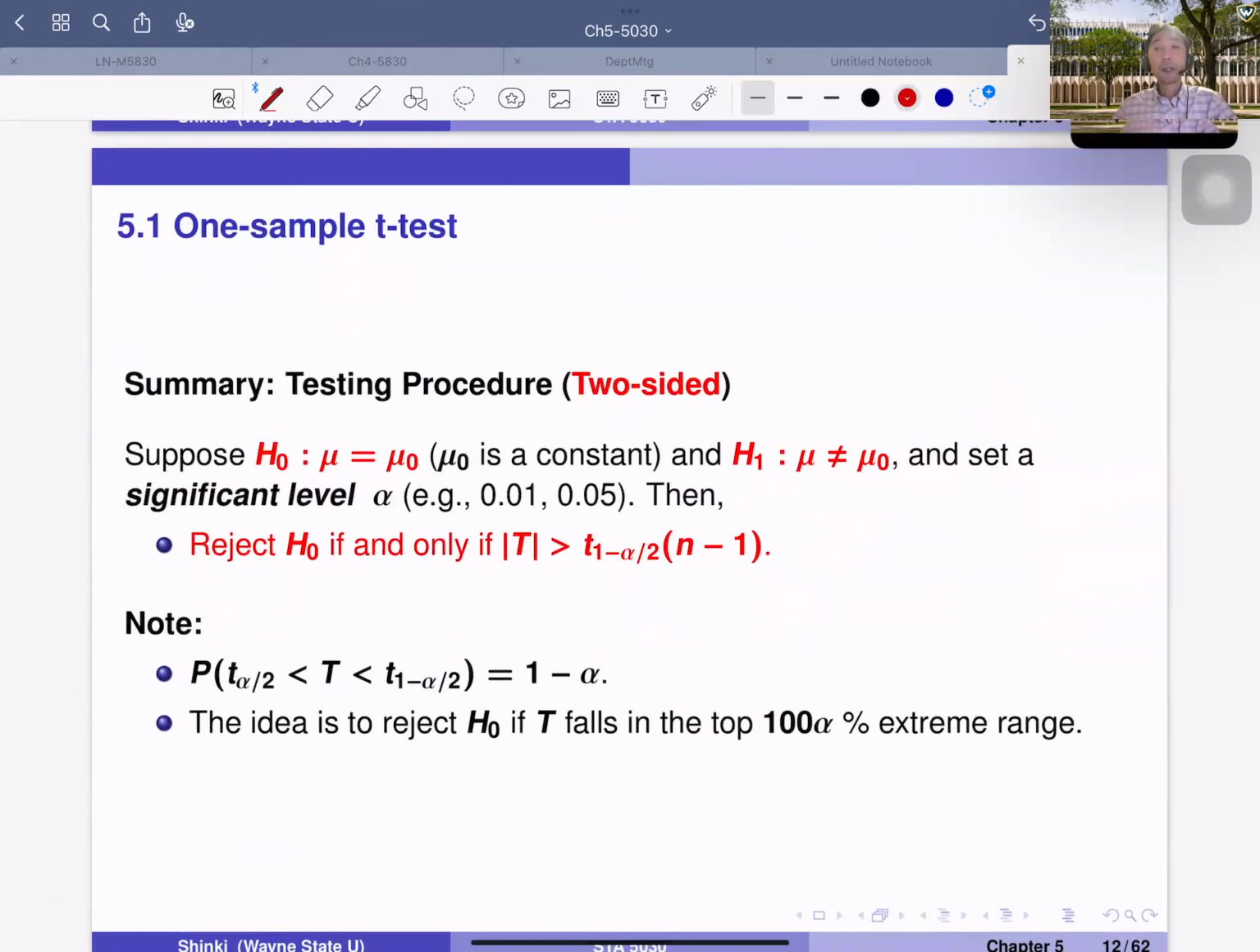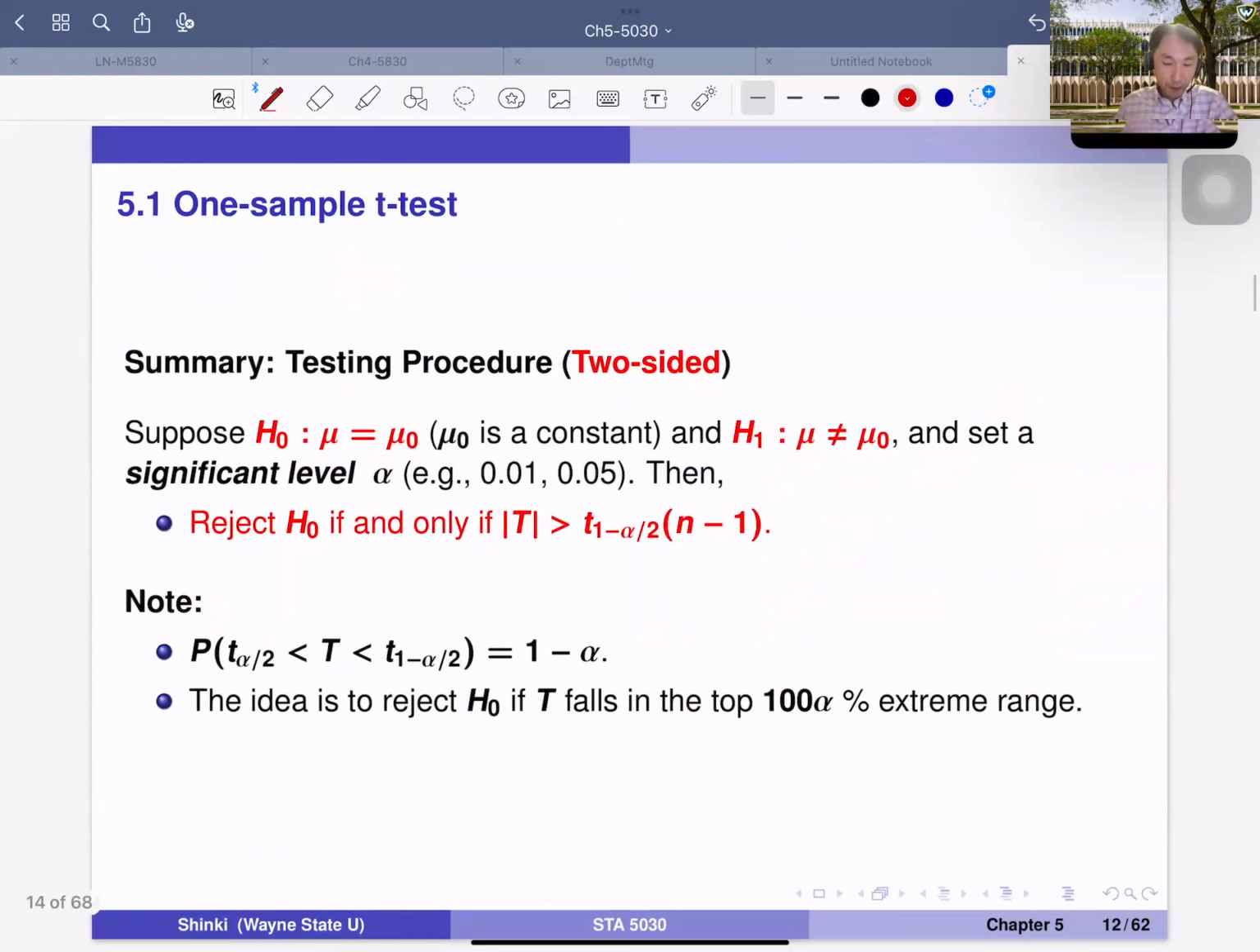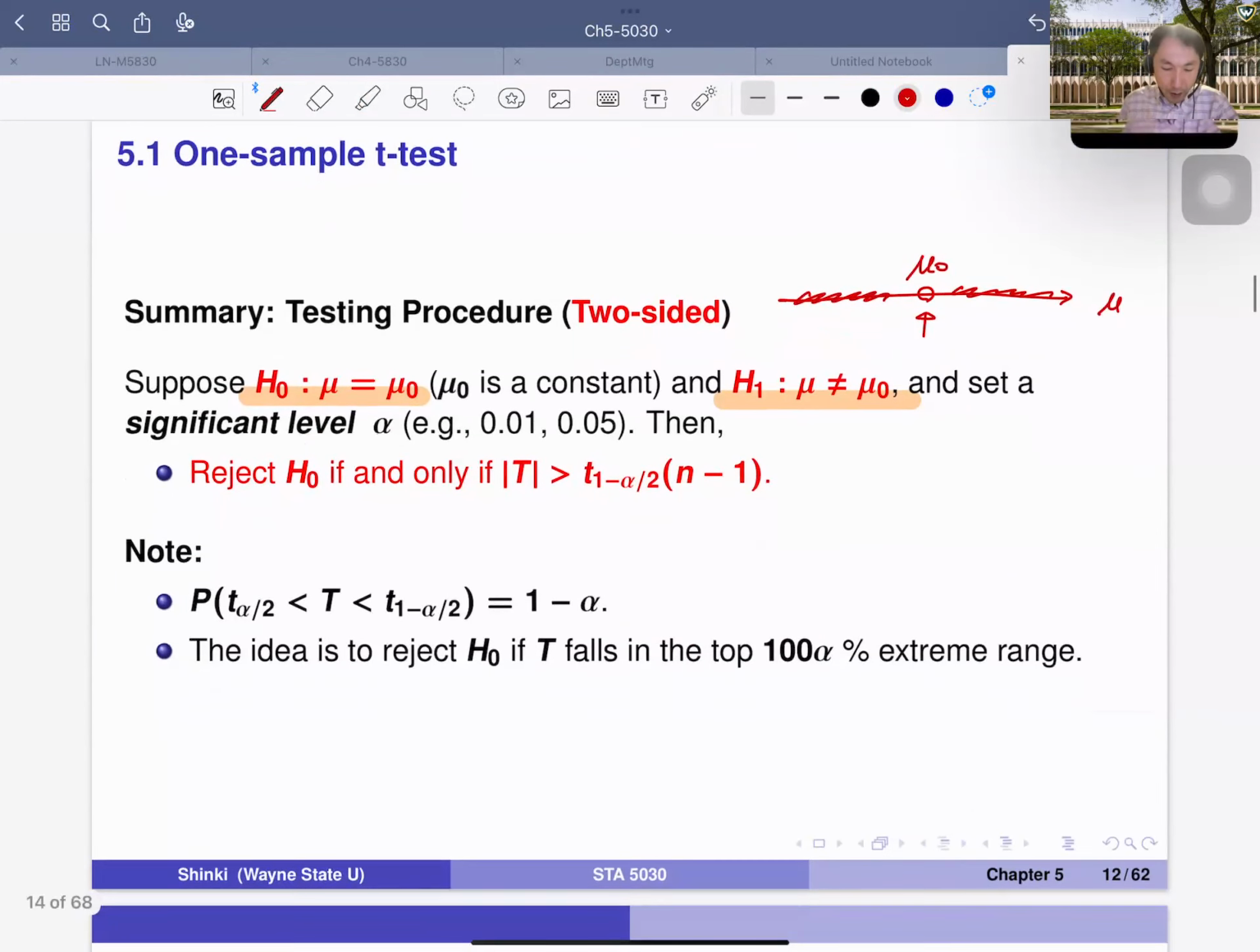So to be concrete, the testing procedure is here. We are doing a two-sided test. That means the null hypothesis is this, and the alternative hypothesis is both sides of mu naught. So the alternative hypothesis excludes only this point and includes both sides of mu naught. That's why we said this is a two-sided test. In a two-sided test, we reject H naught if and only if the absolute value of capital T is larger than t sub 1 minus alpha over 2 of n minus 1.